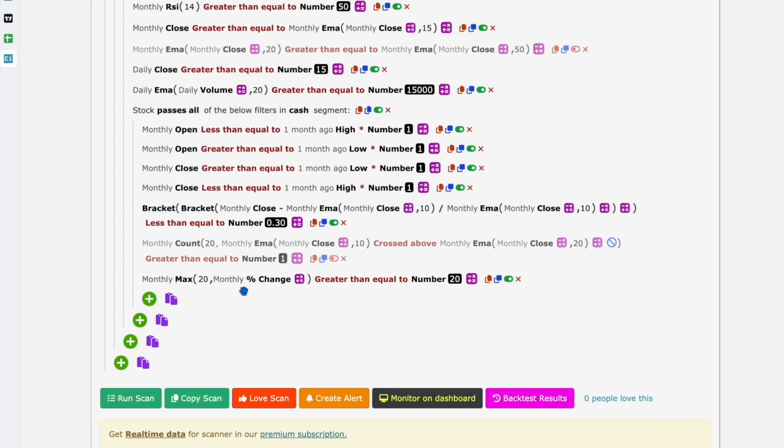After that there is one more important query. There is another important query, which is that in the past 20 months, the maximum percent change of a single monthly candle has to be more than 20%. Now, this is really important. This has to be there, right?